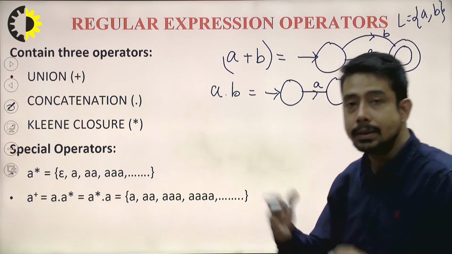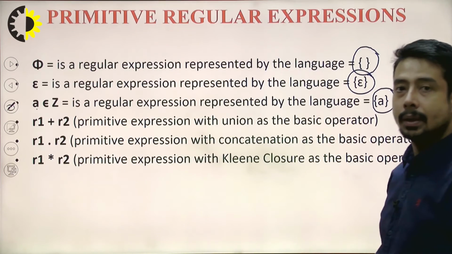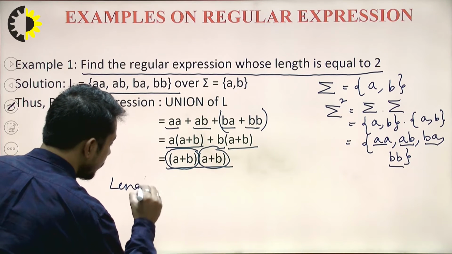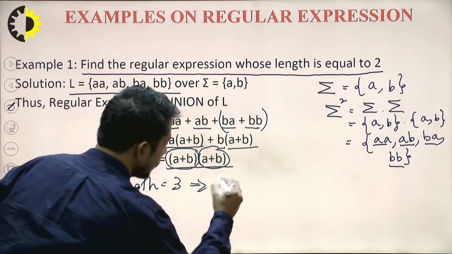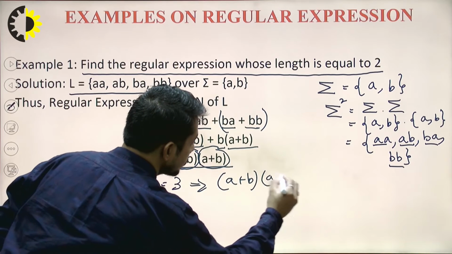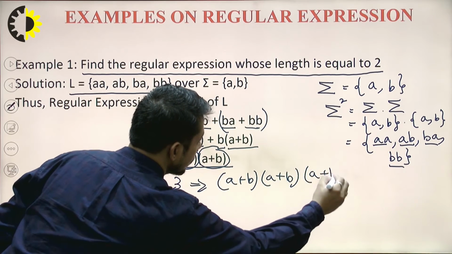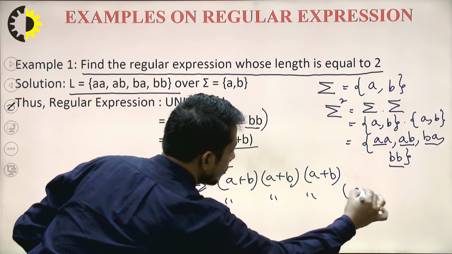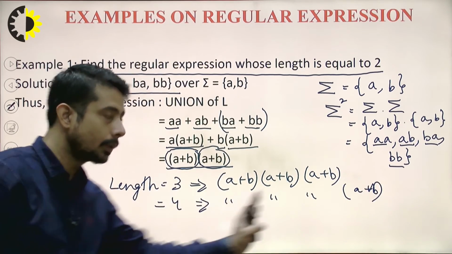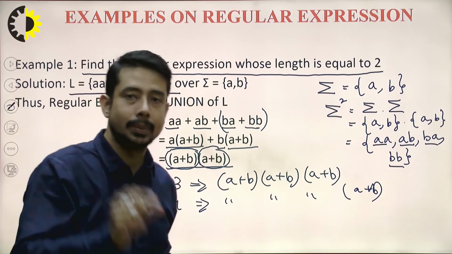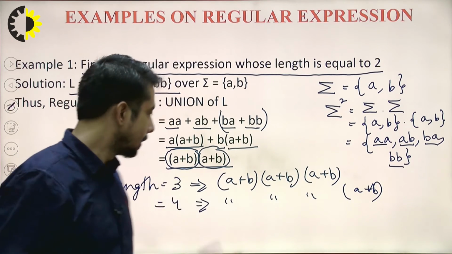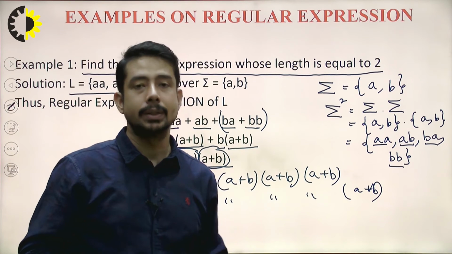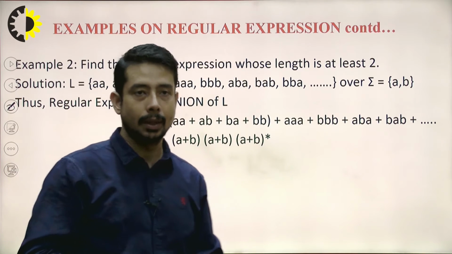If I have to increase this length, A plus B into A plus B. Then if I have to increase length equal to 3, then it will become what? A plus B into A plus B into A plus B. If length is equal to 4, then it will become A plus B, A plus B, A plus B into A plus B, and this will keep on going. So the best way in an expression to find out the length, just look into this pattern. Okay, so this is how you need to represent a particular language as an expression. Okay, let's go into the next question.